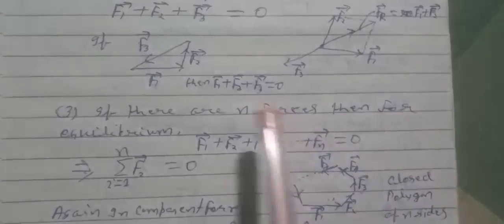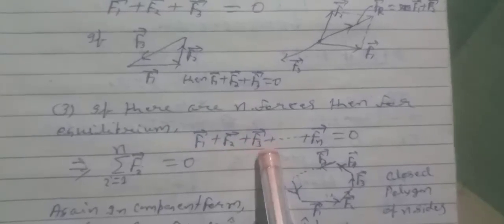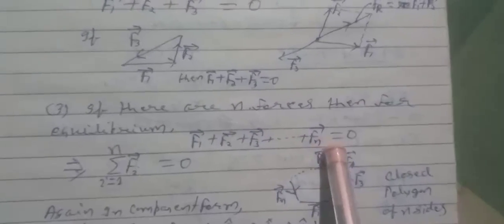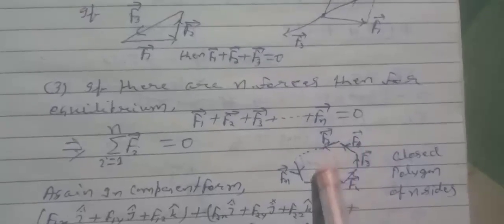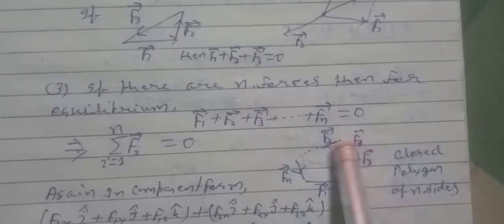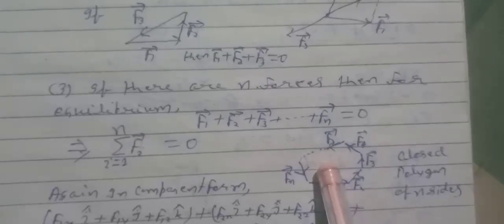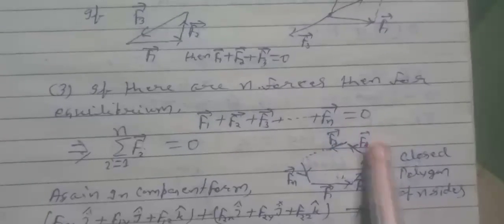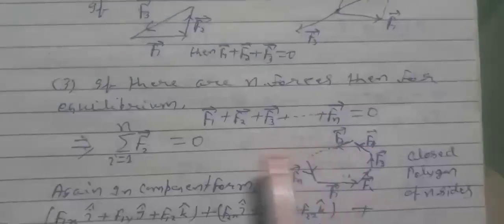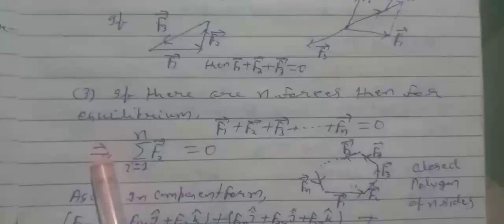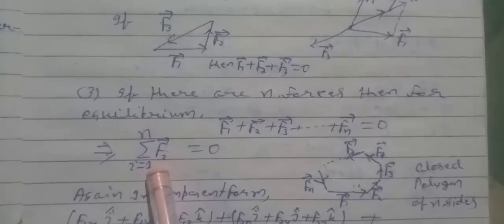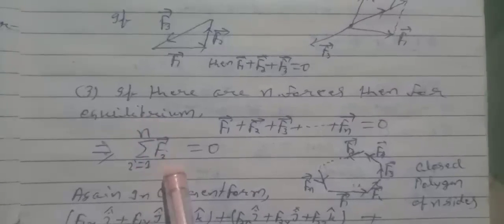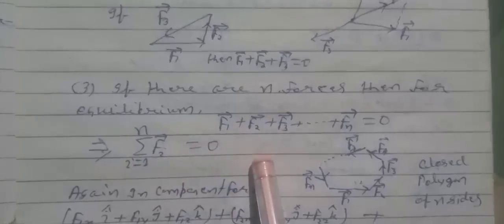Similarly, if there are n forces, then equilibrium requires F1 plus F2 plus F3 plus and so on up to Fn equals 0. The situation is shown as a closed polygon of n sides made of vectors F1, F2, F3, F4, whose resultant is equal to 0. Now this can be written as the sum from i equals 1 to n of Fi vector equals 0.